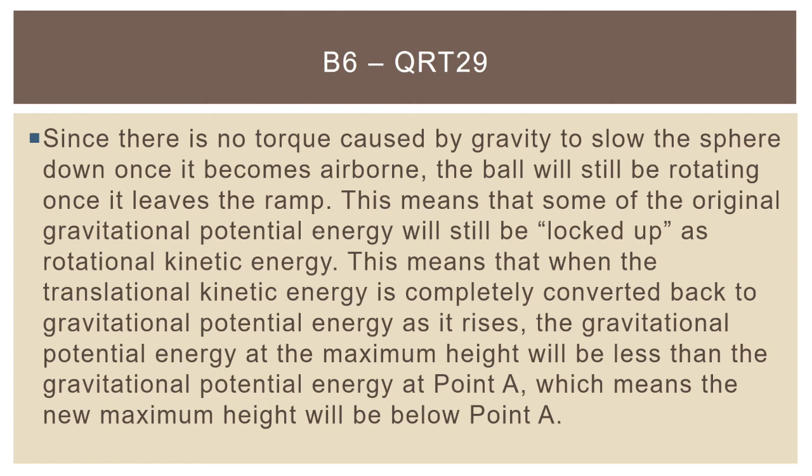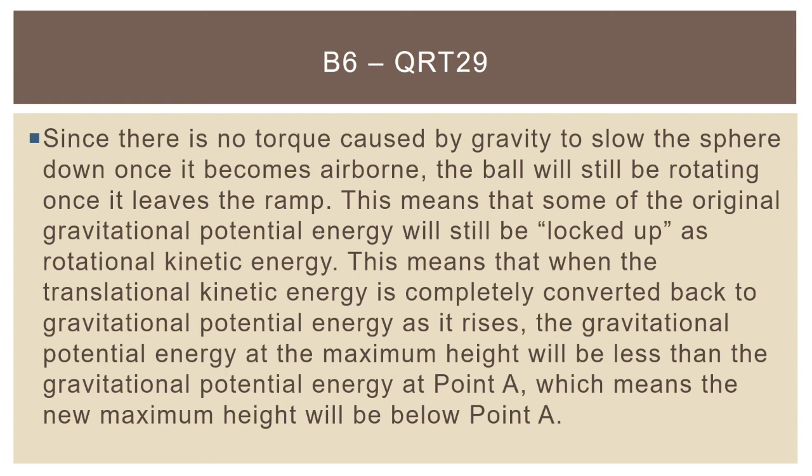Since there is no torque caused by gravity to slow the sphere down once it becomes airborne, the ball will still be rotating once it leaves the ramp. It never stops spinning. And so this means that some of the original gravitational potential energy will still be locked up as rotational kinetic energy. Locked up is obviously a weird word to use here, but that's the way I like to think about it. Because it's still spinning, you're never getting that energy back as gravitational potential energy, or at least you're never getting it back while it's still spinning.